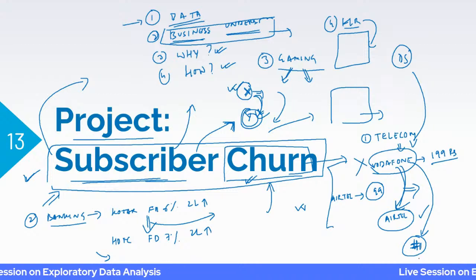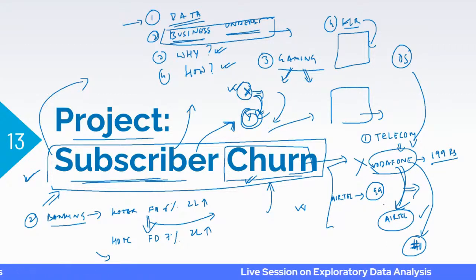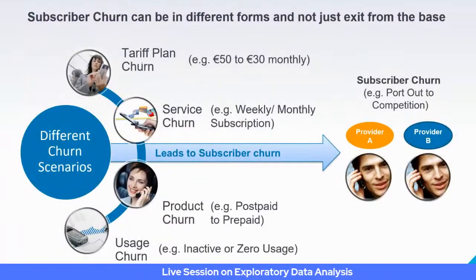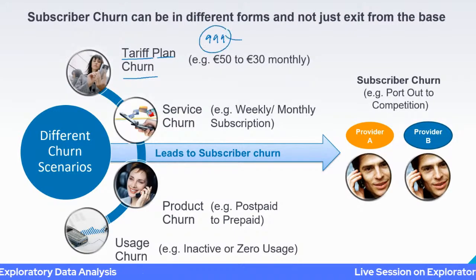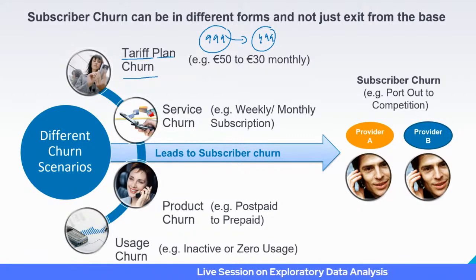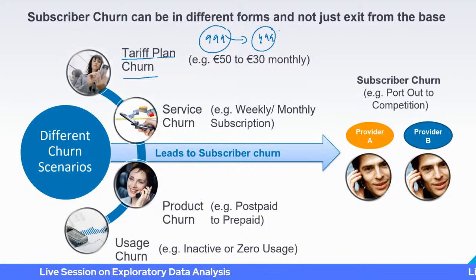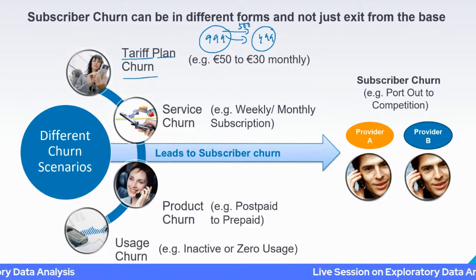That is just one type of churning. There are multiple types of churning. First is tariff plan churn. For example, you are on a 999 plan and you move to a 499 plan. Now you will ask me, why is it called a churn? Simply because earlier there is a 500 rupees reduction from one user for 1 month.